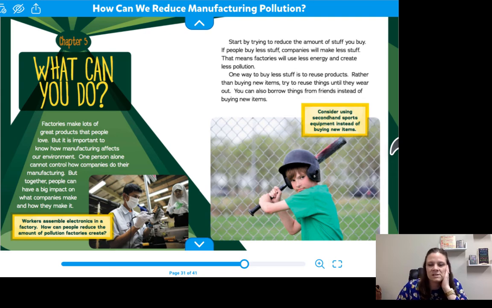Start by trying to reduce the amount of stuff you buy. If people buy less stuff, companies will make less stuff. That means factories will use less energy and create less pollution. One way to buy less stuff is to reuse products. Rather than buying new items, try to reuse things until they wear out. You can also borrow things from friends instead of buying new items. Consider using secondhand sports equipment instead of buying new items.